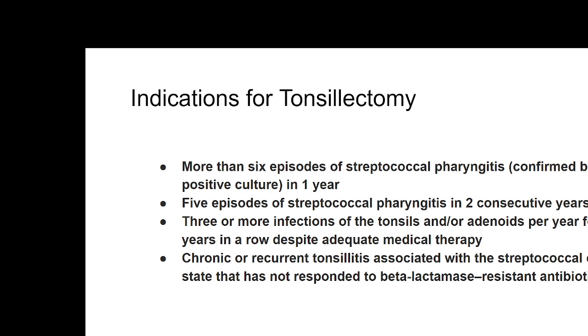Only when it is having more than 5 or 6 episodes of pharyngitis in 2 consecutive years, continuously every year 5 episodes, or 3 or more infections of the tonsils and adenoids per year for 3 years in a row, continuously persisting for more than 3 years, in such conditions only tonsillectomy is indicated. And chronic and recurrent tonsillitis associated with the streptococcal carrier state that has not responded to beta-lactamase resistant antibiotics. If the patient doesn't respond to the antibiotics, then the tonsillectomy is indicated.